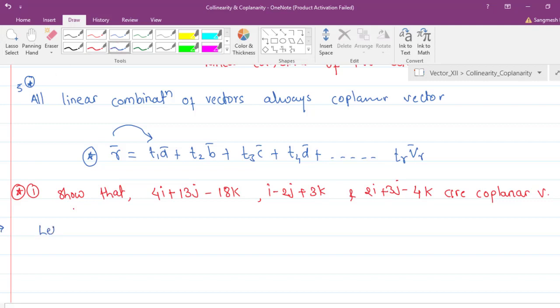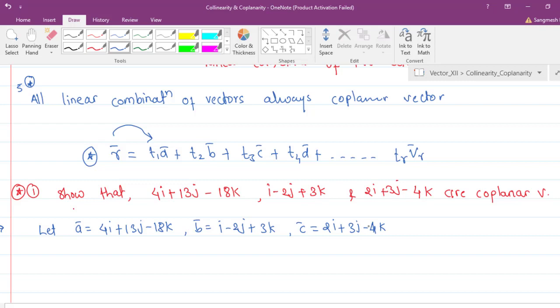Let A bar, B bar and C bar be the given vectors. A bar is equal to 4i plus 13j minus 18k. B bar is equal to i minus 2j plus 3k. It seems to be very lengthy because I am writing A bar again and again, but this is the way we have to follow on a board. And C bar is equal to 2i plus 3j minus 4k. These are the three vectors.